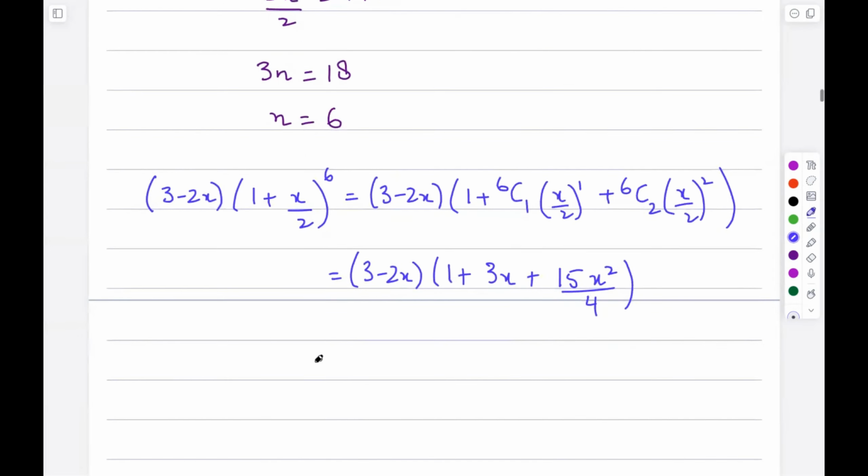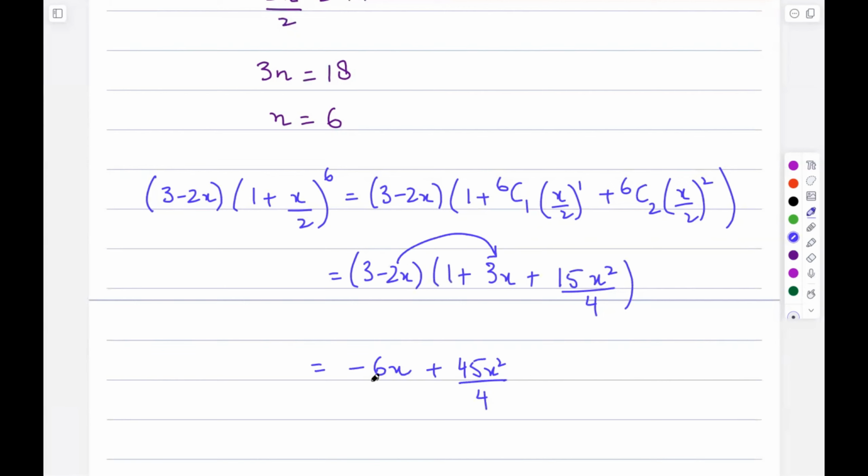So 3 minus 2x, now when we're expanding, we need the term in x squared. So multiplying 2x by 3x, we'll get a term in x squared. So that will be minus 6x squared. And multiplying 3 by 15x squared upon 4, so that will be equal to plus 45x squared upon 4.